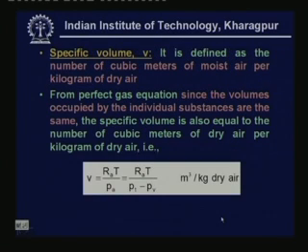Anyway, let me explain why we take the denominator as kg of dry air. That means why all the intensive properties are based on the mass of dry air. This is because the amount of dry air in any air conditioning process always remains constant, whereas the amount of water vapor may reduce or increase. For example, if you are dehumidifying the moist air, then the amount of water vapor reduces. On the other hand, if you are humidifying the air, then the amount of water vapor increases. That means the total mass of the moist air may change during a given process, but the mass of the dry air always remains constant.